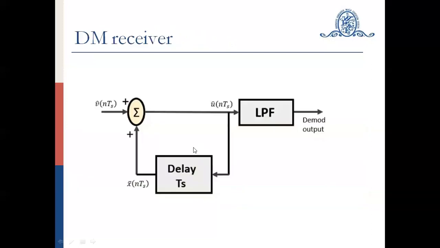Now let us see about the DM receiver. It is a very simple one. The DM signal is passed through the accumulator to provide the staircase approximation in a manner similar to that which is used at the transmitter side. And the accumulator output is then applied to the low pass filter to produce the original signal.